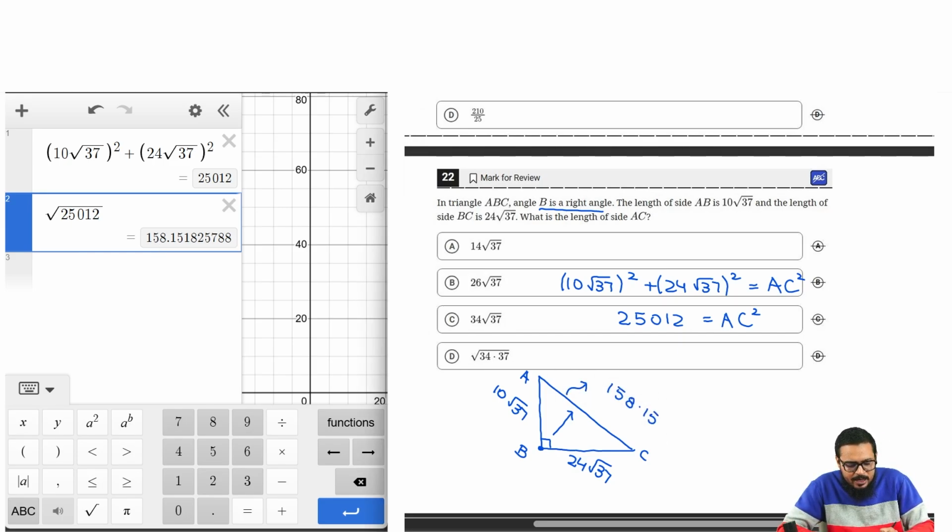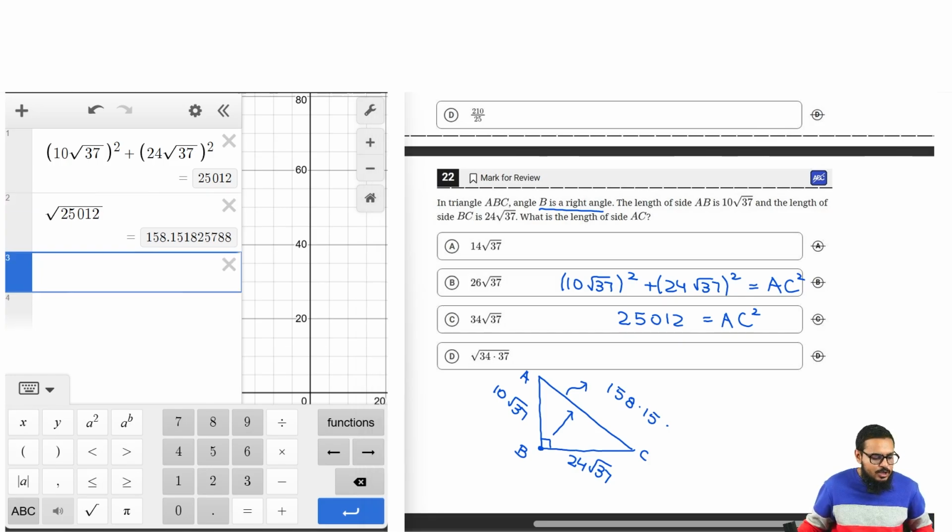Now, if you were doing this using a scientific calculator, you would have got your answer right away in radical form. But if I don't have a scientific calculator and I'm doing everything on Desmos, I can just explore answer option A. For example, answer option A says 14 under root 37.